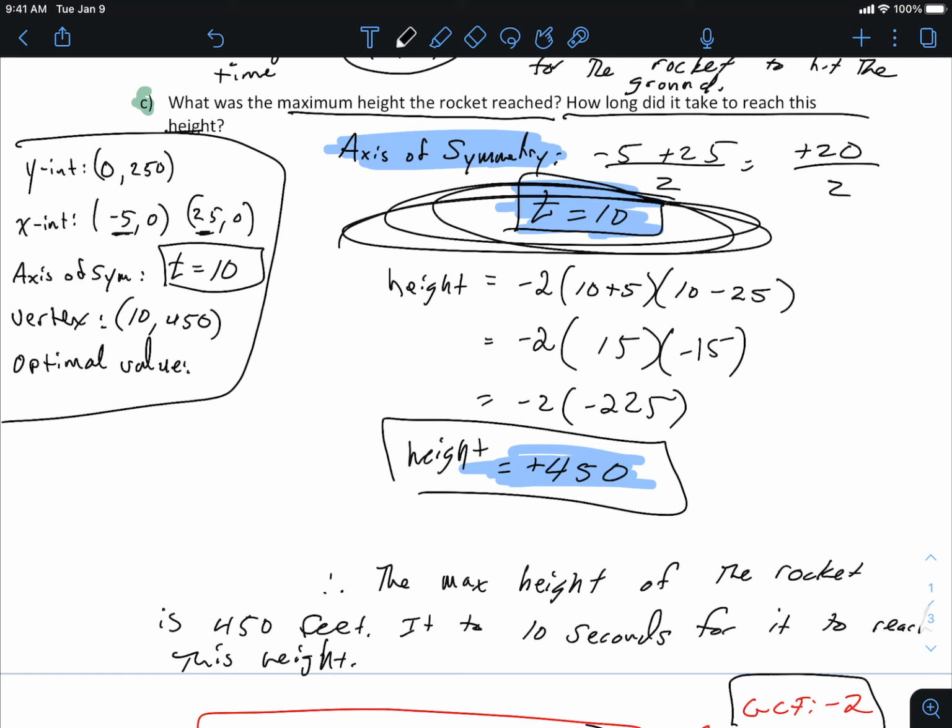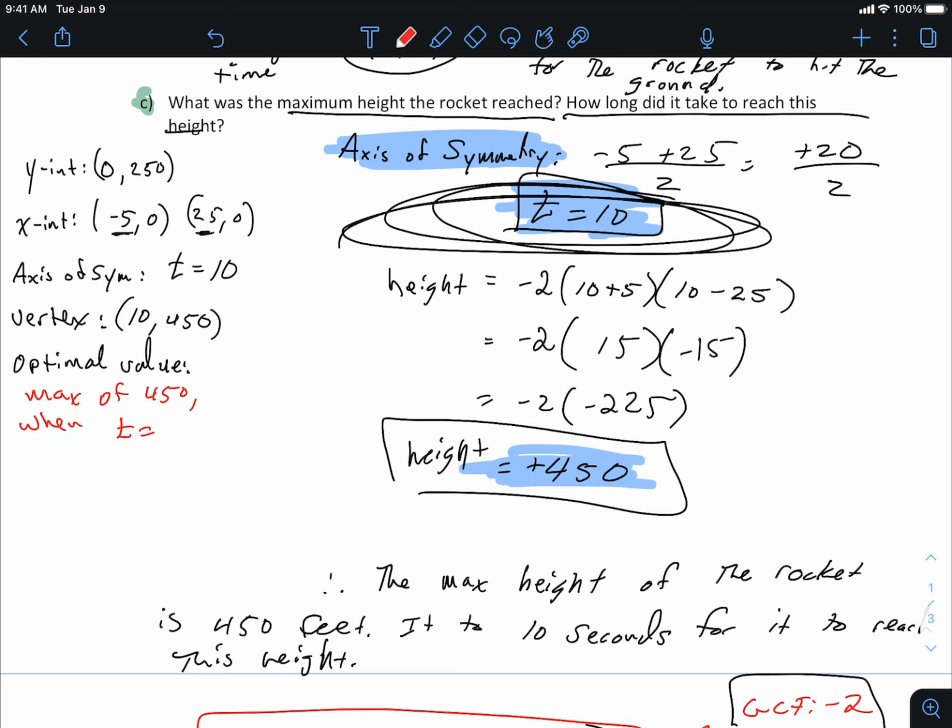What's the optimal value? Or I'll erase the box so I'm not constrained. The optimal value is, there's a maximum of 450 when t equals 10. You could even put some units in there now, right? 450 feet when t equals 10 seconds. You have answered this entire question.